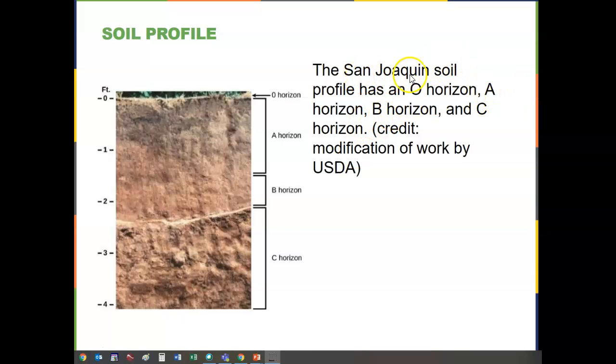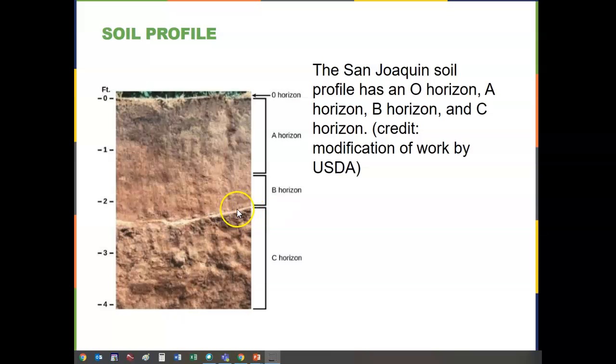So this is in San Joaquin in California. In this particular case, we see that the O layer is extraordinarily thin, a very, very thin layer of organic material lying on top of a pretty substantial amount of loamy, sandy soil. And again, we're going to have an increase in the size of these layers as we work our way from the A, B, and down to the C horizons.